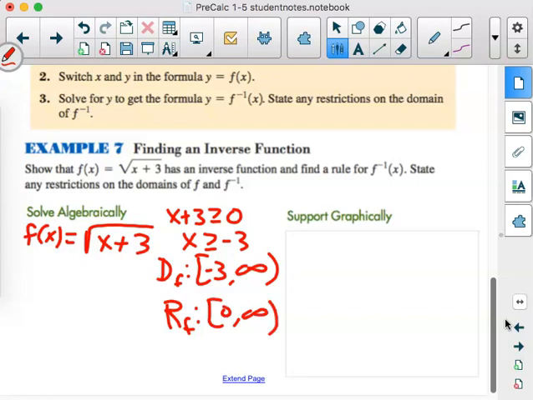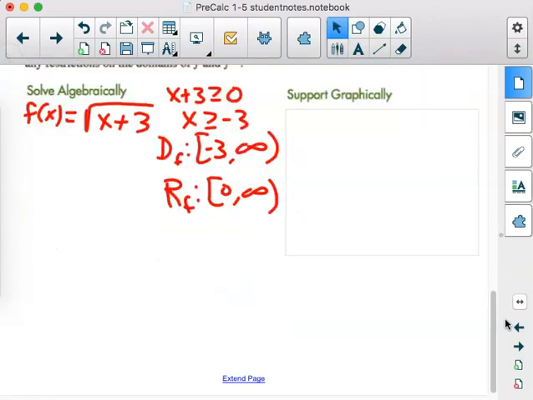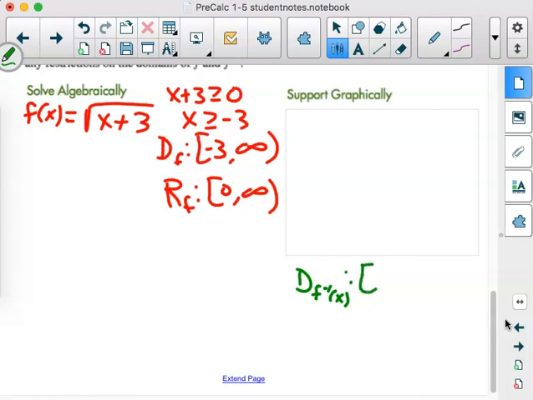So now, before I even do the rest of this, I'm going to come over here, and I'm going to make sure that I write that the domain of the inverse of x will be from 0 to infinity. And the range of f inverse of x will be from -3 to infinity, because the domain and the range have to swap. They have to.